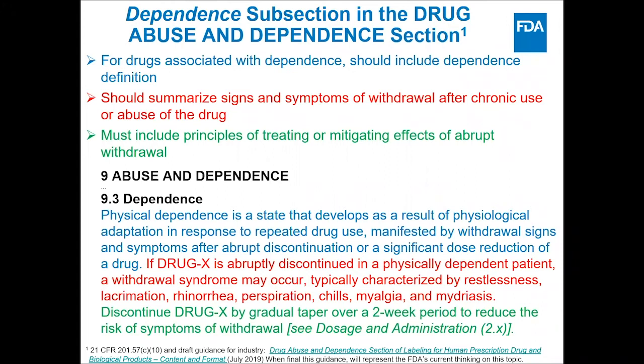And then finally, our regulations say, what do we do about it? What can we do to mitigate it or to treat the patient who has physical dependence? In this situation, we're recommending a slow taper, and we refer people to the dosage and administration section of labeling for the detailed instructions about how to taper.